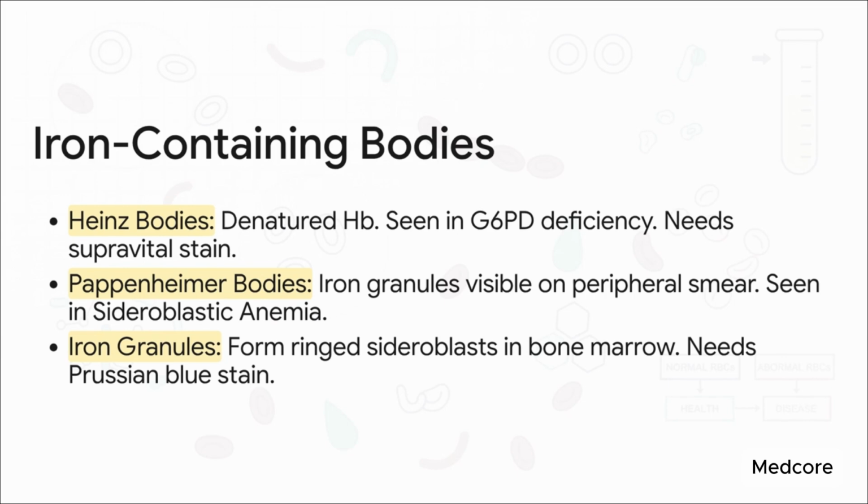Okay, let's take a second to clarify 3 important iron-related inclusions because they can be confusing. We've already met Heinz bodies in our bite cell story. Remember, they're just clumps of denatured hemoglobin. And, this is key, you need a special supervital stain to even see them. Pappenheimer bodies, however, are actual granules of iron that you can see on a standard peripheral smear. And finally, if you go to the source, the bone marrow, an excess of iron can form a ring around the nucleus, creating a ringed sideroblast. But you need a special Prussian blue stain to see that.